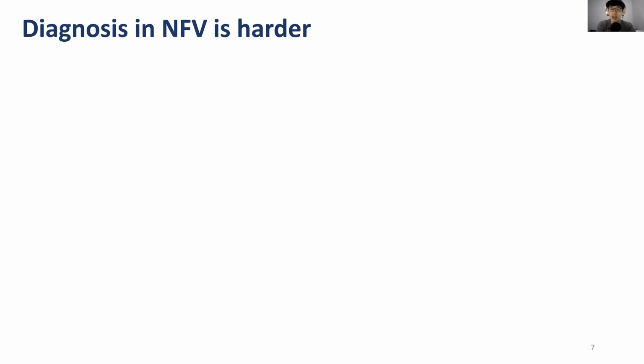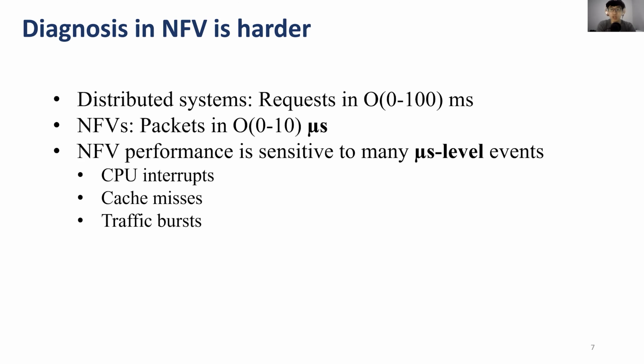And this is a harder task than diagnosis in distributed systems. Traditional distributed systems focus on request latencies, which is usually millisecond level. But in NFV, we focus on packet latencies, which is usually in microsecond level. The requirement is much tighter. So many microsecond level events start to become impactful in NFV systems, such as CPU interrupts, cache misses, or traffic bursts. These microsecond level events make prior solutions ineffective in NFV.